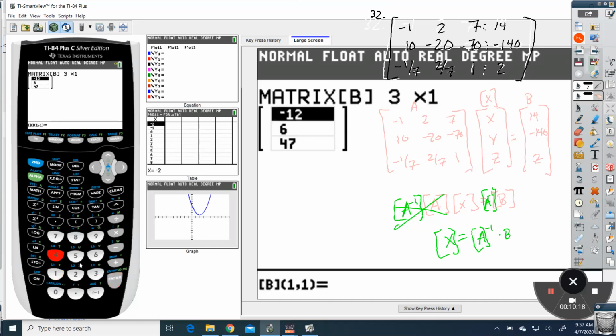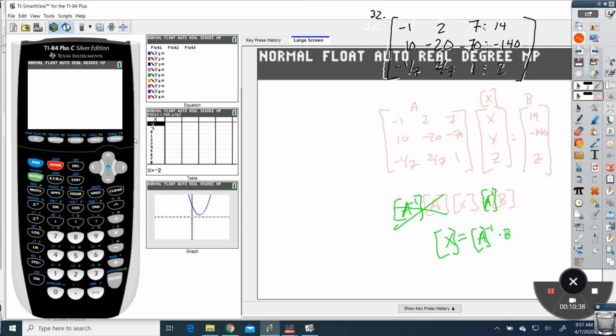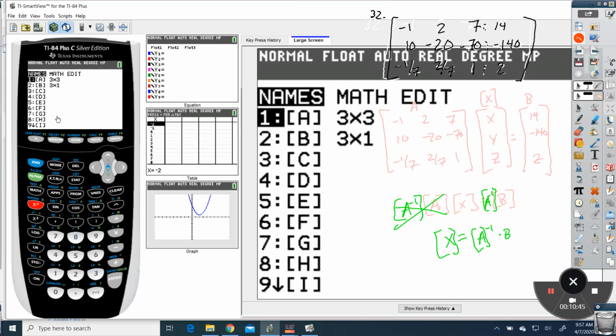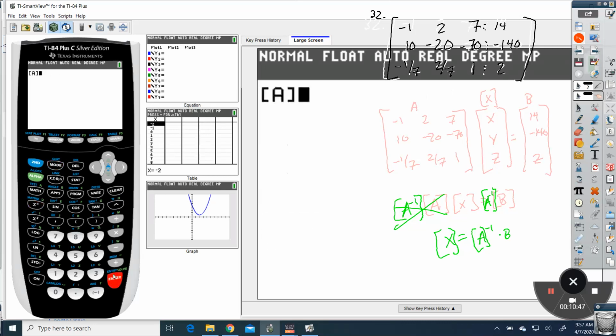Then I get 14 as my first one, negative 140 is my next one, and 2 is my last one. So I now have matrix A and matrix B. I'm going to quit out of my matrix program. Right here by the blue button it says mode, but above it, it says quit in blue letters. So I hit second mode and that quits. That takes me out. And you're like, we did all that work just to quit? Well, we're going to go back to it now. It's kind of a weird process, but that's how you have to do it to get the matrices.